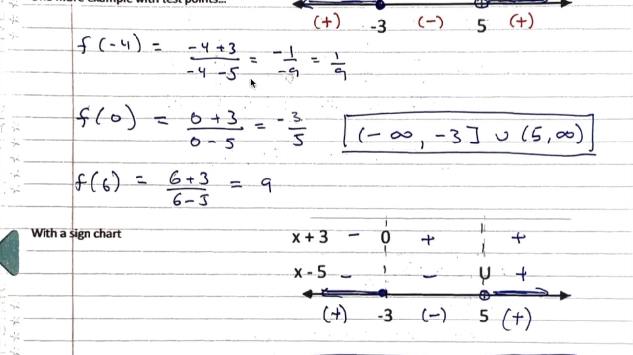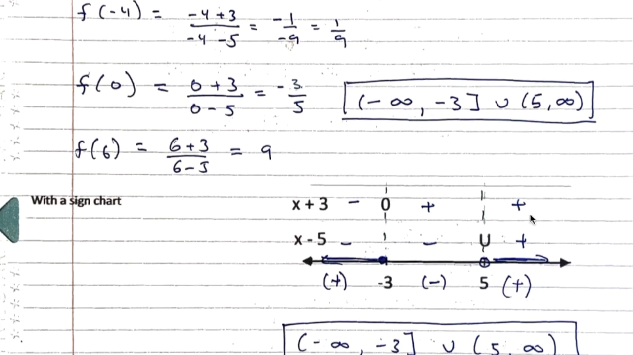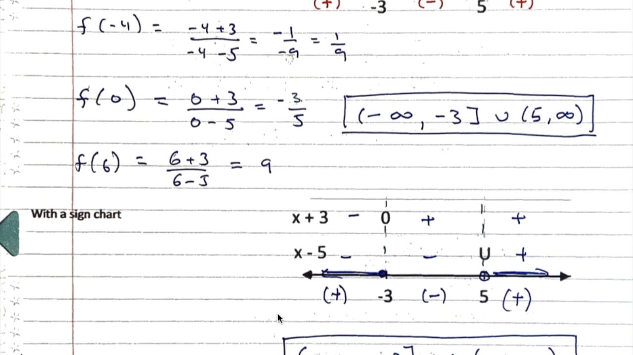So that was with test points. And then here's the exact same problem but with a sign chart. So just to remind you how these go, I did x plus 3 and x minus 5. Here is the same exact number line right here.